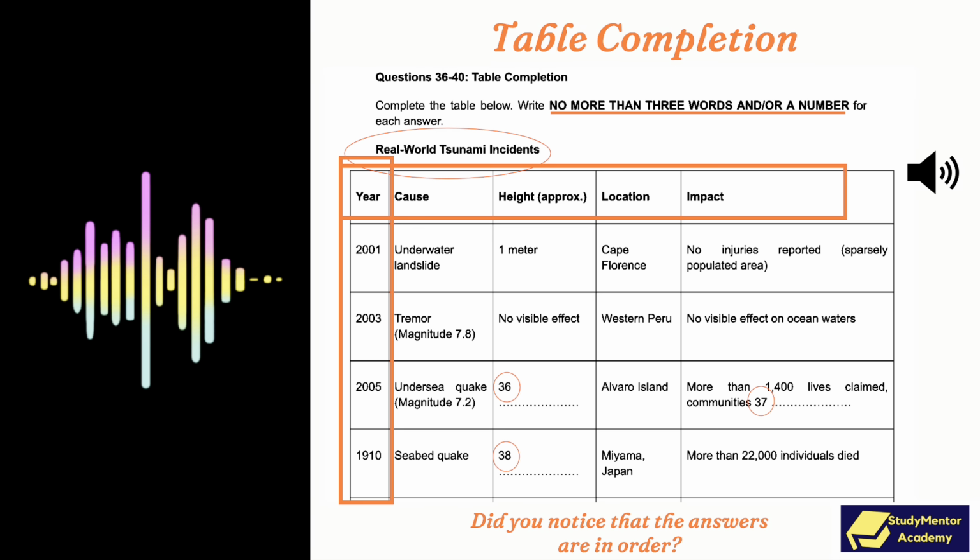Now let's consider a few real-world incidents to illustrate the range of tsunami events. Some are relatively minor. In 2001, a small underwater landslide caused a wave around 1 meter high that reached the coast at low tide near Cape Florence. And since the area was sparsely populated, no injuries were reported. On March 11, 2003, a tremor off the coast of western Peru registered 7.8 on the magnitude scale, yet it had no visible effect on ocean waters.